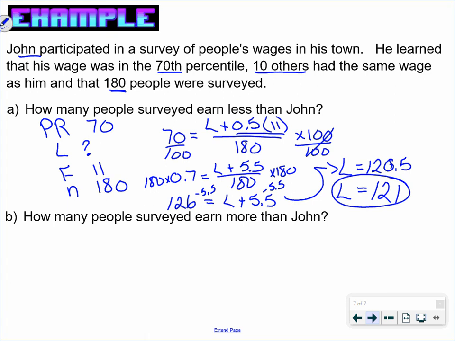For part B, how many people surveyed earn more than John does? There are 180 people surveyed. We want to take away 121 for the people that earn less than him. And we want to take away the 11 people that all earn the same amount. When we do this, we will end up with 48 people earning more than John does.